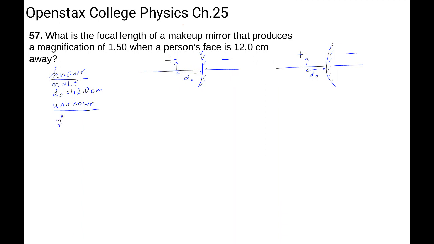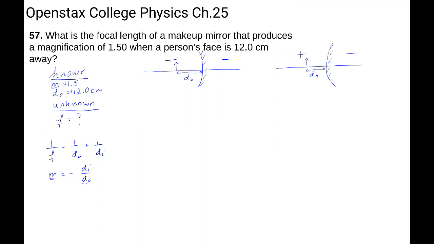Next, we're looking for the unknowns in the problem, and we are asked to find the focal length. So we don't know what the focal length is. Thankfully for mirrors, we only have two equations. One of them is 1 over f equals 1 over DO plus 1 over DI. And the other equation has to do with the magnification, so that is M equals negative DI over DO. We are given the magnification, we have that value over there. We're given the object distance, so that means we can solve for the image distance.